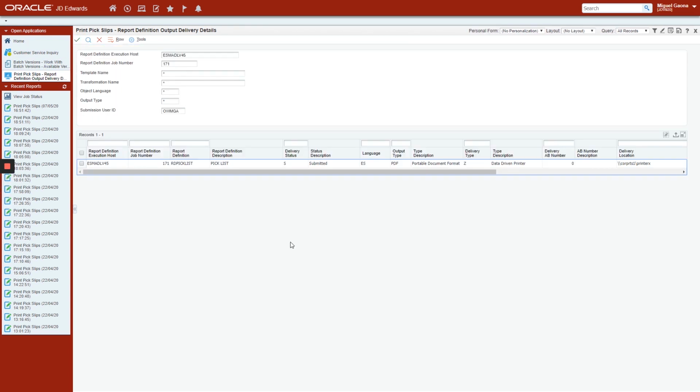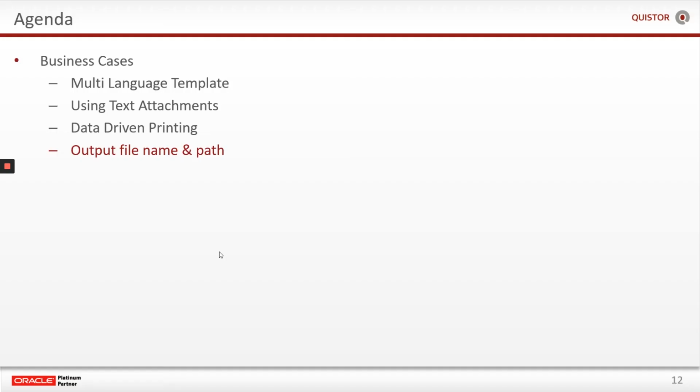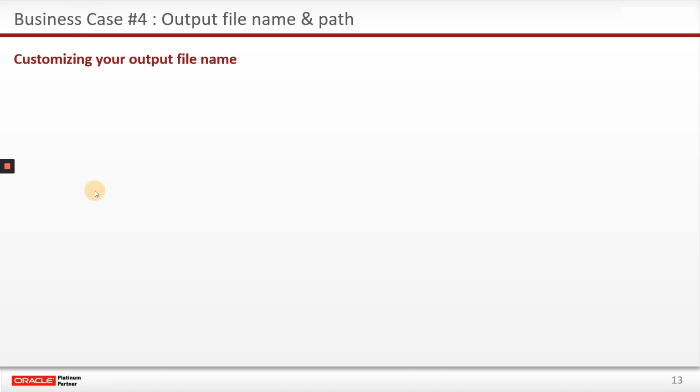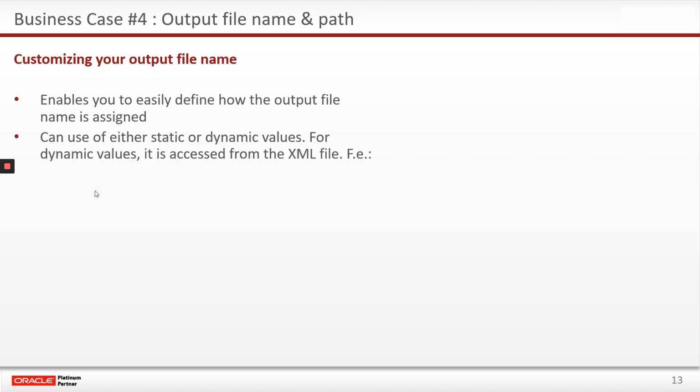Well, that's all about that business case, and now let's move forward to the last business case, which is output file name and path. This functionality allows you to customize and to define easily how the output file name is going to be assigned. It can use either static or dynamic values. And for dynamic values, you can use any of the fields that are on your XML file.